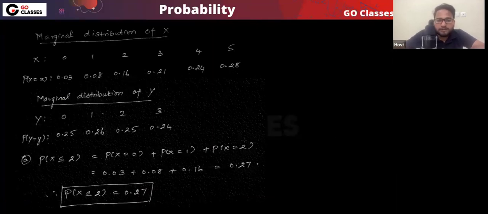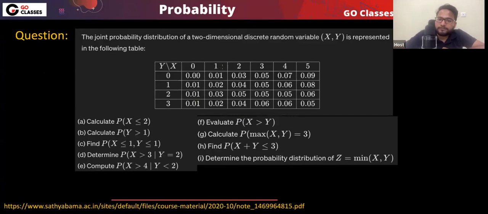So let's just see the answer. X equal to 0, x equal to 1, x equal to 2. You need to add all of this. They've already calculated, I think, the marginal probability for x and y. If you add, this is 0.27, okay? You can do this. If you add all of this, it will be 0.27.